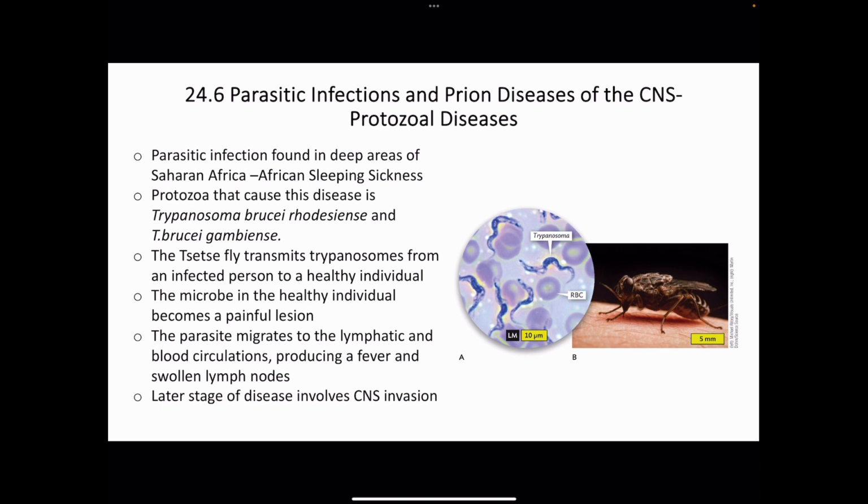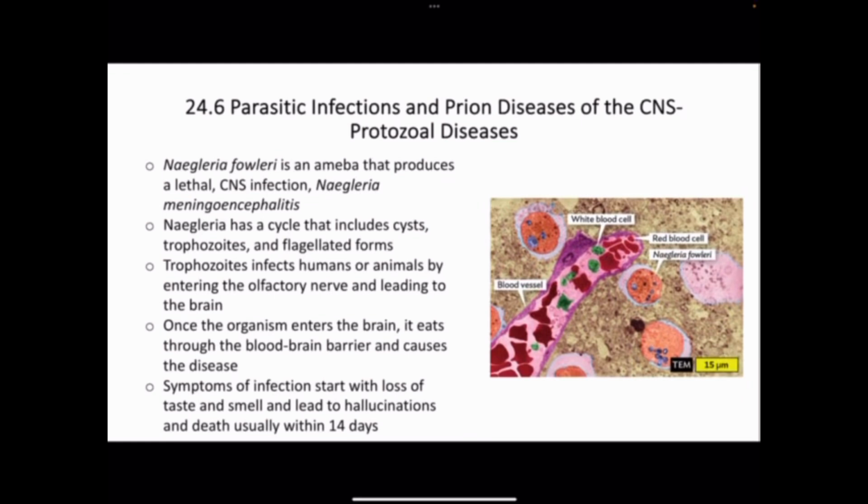The next protozoal disease is produced by an amoeba. Naegleria fowleri is the amoeba that produces the lethal CNS infection Naegleria meningoencephalitis. The parasite is found in fresh water as well as pools and sewage. When the protist gets in the body, there's a chance of a cycle developing which includes cysts, trophozoites, which is the part that infects humans, and flagellated forms. Further upon this, the trophozoites enter an individual through the olfactory nerve, following up directly to the brain.